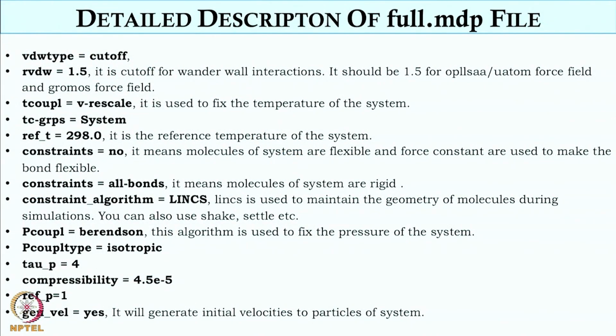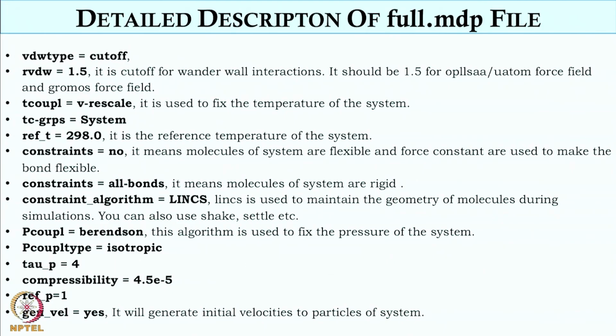TC groups means temperature coupling group. So here you can specify which are the groups that you need to couple or fix the temperature of. For example, I have water. I need not use hydrogens. Is that what you are saying? No, the system is like you have water and methanol, right? So you have to fix the temperature of water and not methanol. So you can specify water as a different temperature coupling group. But generally we fix the temperature of the whole system. Correct. That is what is desired.